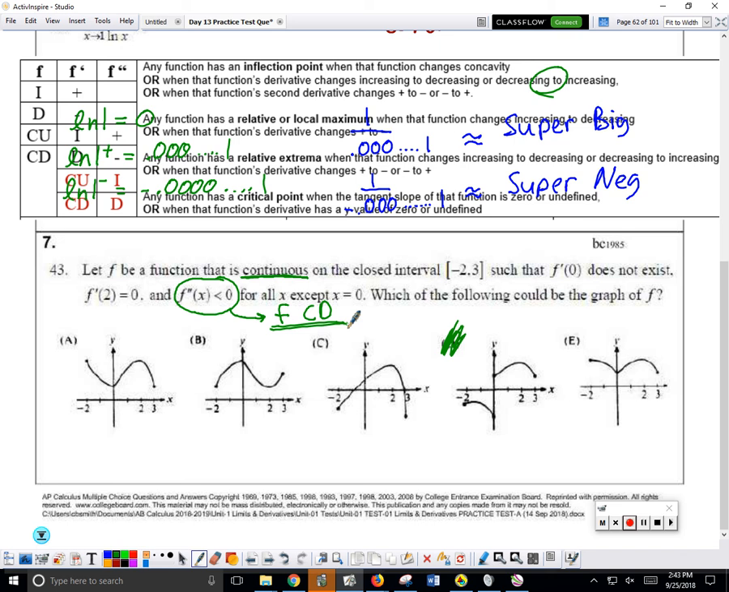And then I knew it couldn't be A or B because they have the corners, and that means they're not differentiable. Okay, the corners, let me say it back. This corner does make this graph not differentiable at 0. This corner also makes this graph not differentiable at 0. This one as well. But there's nothing in the clues that says that f has to be differentiable at 0. So that's okay. And then from there, I kind of just got stuck.